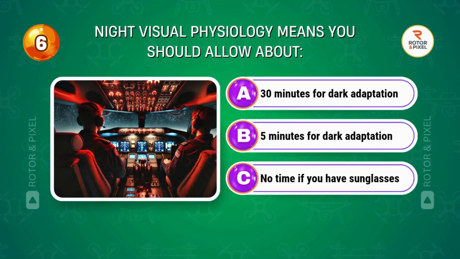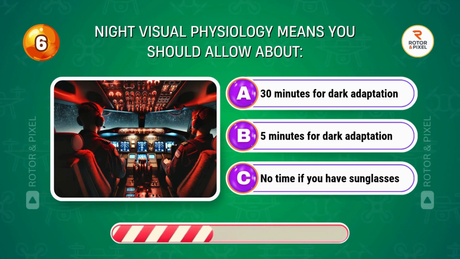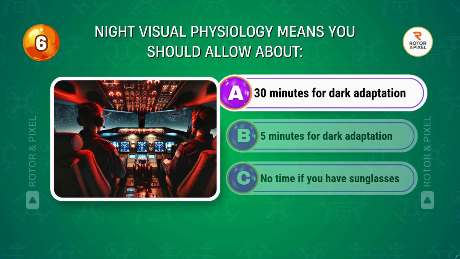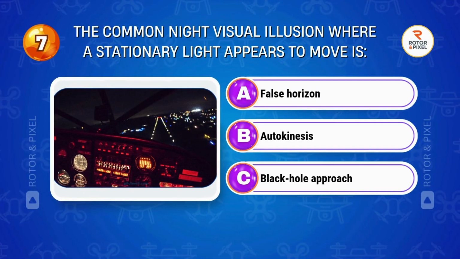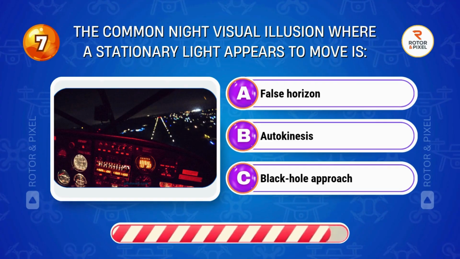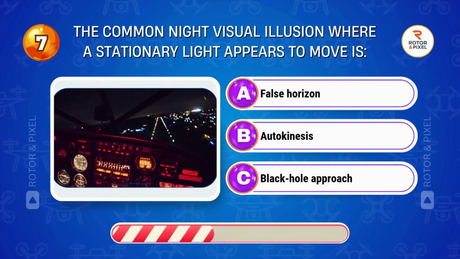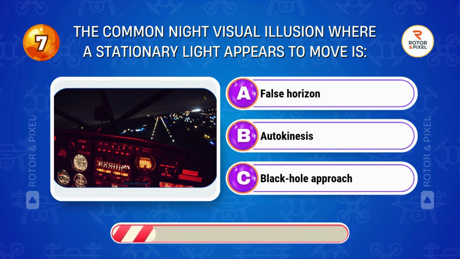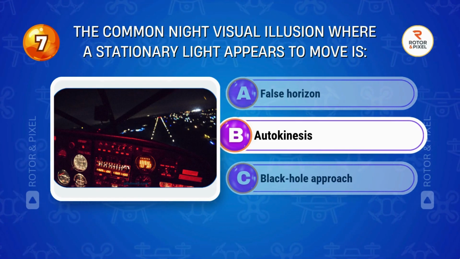Night visual physiology means you should allow about Answer A, 30 minutes for dark adaptation. The common night visual illusion where a stationary light appears to move is Answer B, autokinesis.